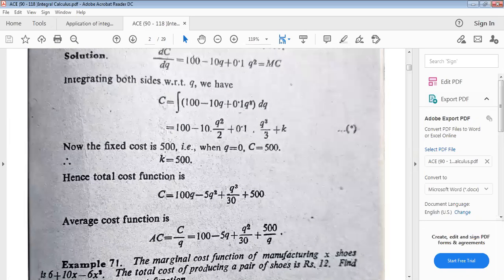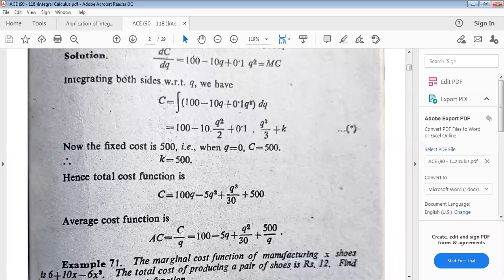Now the fixed cost is actually 500 when there is no output, Q equals 0, and C equals what? Just putting Q equals 0 here, K equals only C, that means C equals 500. This is the fixed cost, 500. Hence the total cost will be, just putting the value of K, 500, this. Now the average cost can be calculated.